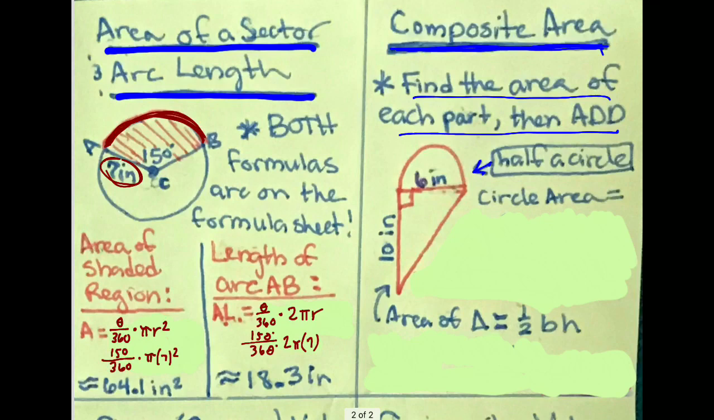Well, notice I'm pointing to the top here. The top is a half circle. So half of a circle, we're going to go ahead and find the area for that half circle. First off, we know the formula for the circle's area is pi r squared. Once again, that's on the formula sheet. So if we find the area for the entire circle, we can then simply divide by 2, and then we'll have the area of just the half circle that we need.